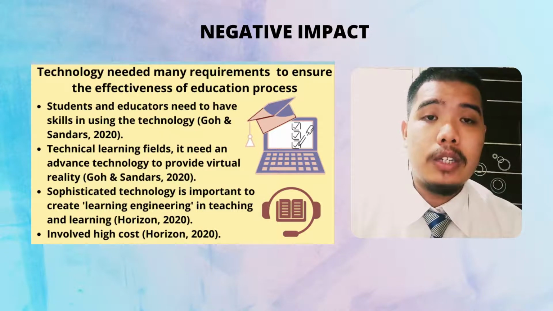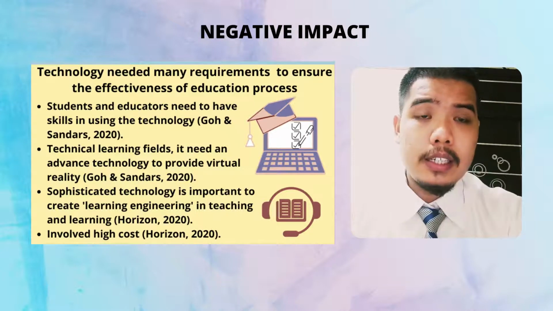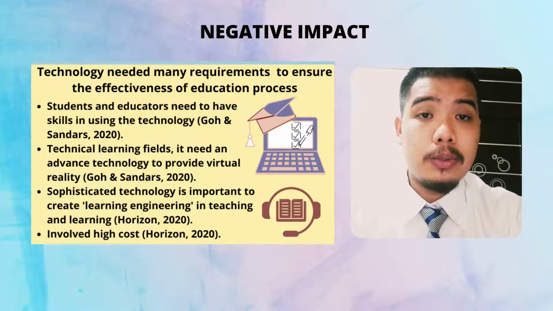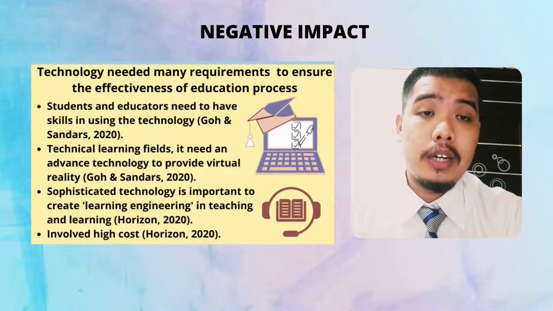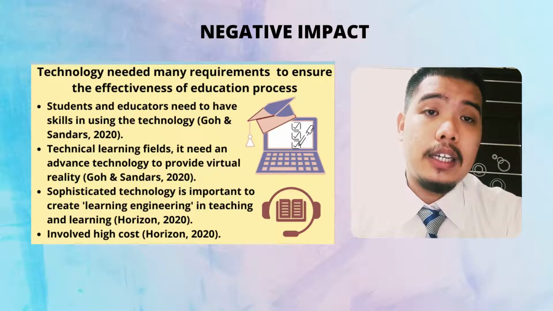Moreover, according to Horizon 2020, sophistication in technology is important to create learning engineering in teaching and learning, such as more advanced virtual reality. In addition, also according to Horizon 2020, the flexibility of online learning requires students and educators to use modern technology, which involves high cost. This is because the technology used is not as cheap as expected; the monthly Wi-Fi fees, the price of the software, and the maintenance of the devices must be taken into account in order to implement virtual learning.